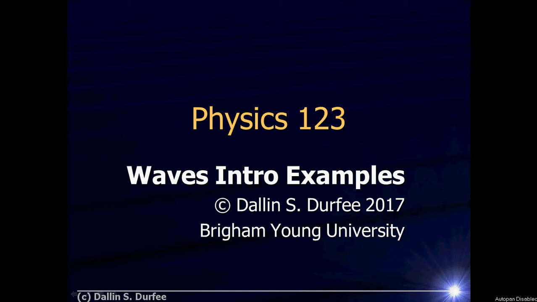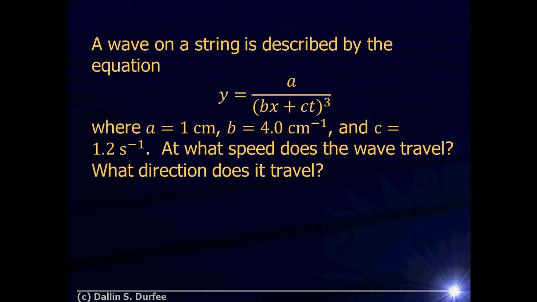Alright, let's do some introductory wave example problems. A wave on a string is described by this equation, where A is 1 centimeter, B is 4 inverse centimeters, and C is 1.2 inverse seconds. I'm realizing now that I chose a bad variable for C. That is not the speed of light, that's just some parameter. Okay, what speed does the wave travel? What direction does it travel?